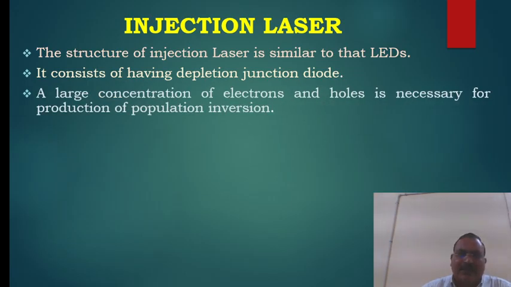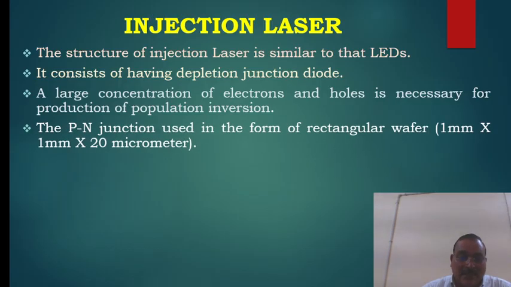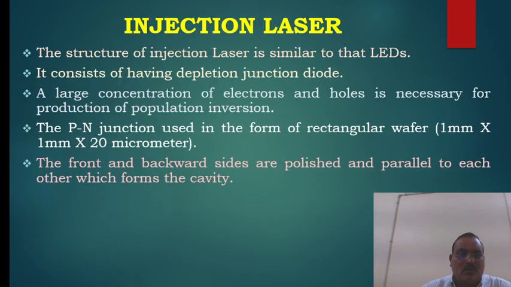We have to make the injection laser, that is, a practical semiconductor laser. The structure of an injection laser is similar to that of an LED. An LED works on the principle of spontaneous emission, whereas an injection laser works on the principle of stimulated emission of radiation. It consists of a depletion junction diode and a large concentration of electrons and holes, necessary for the production of power. The PN junction is used in the form of a rectangular wafer.